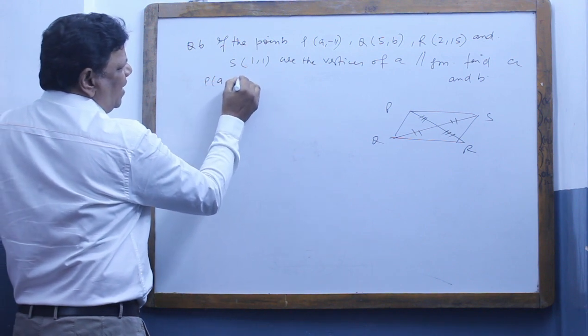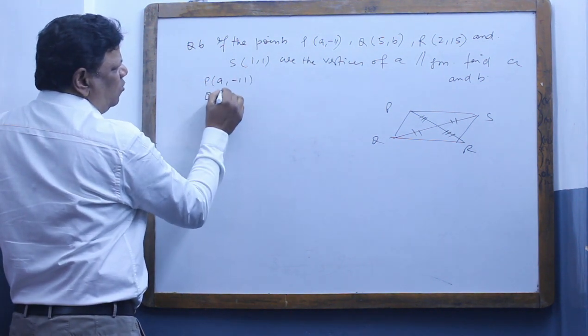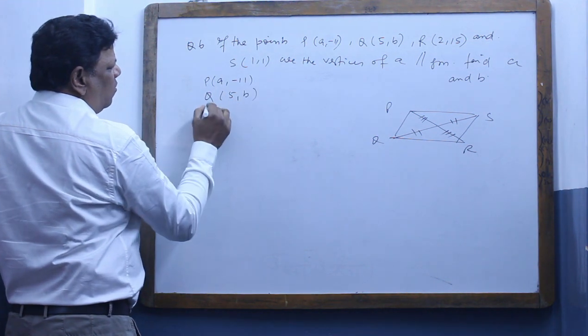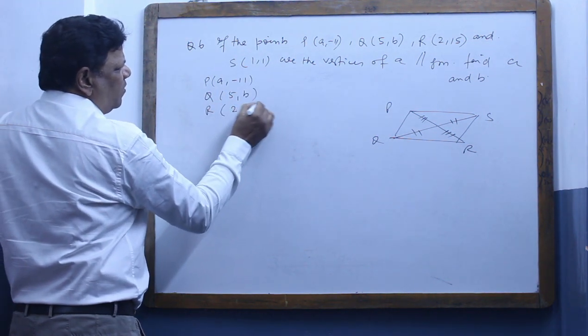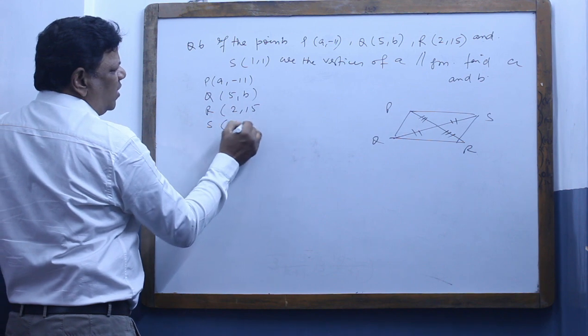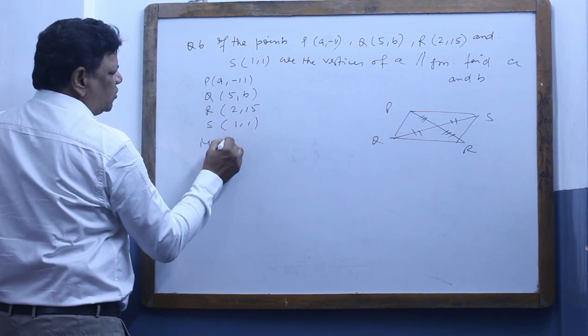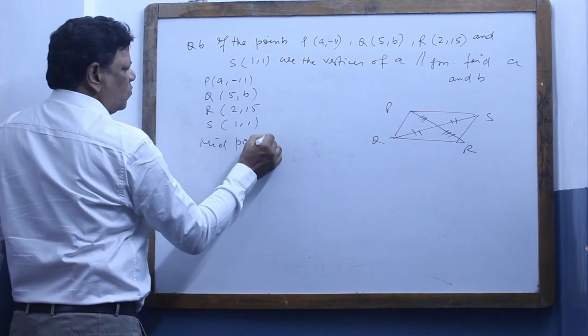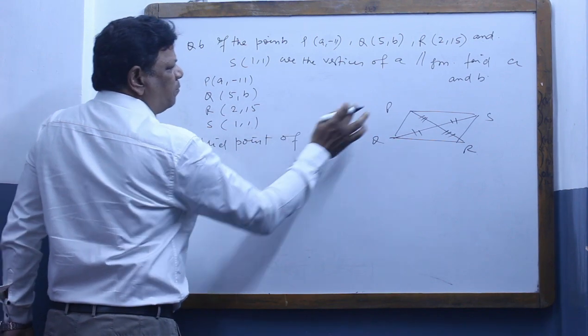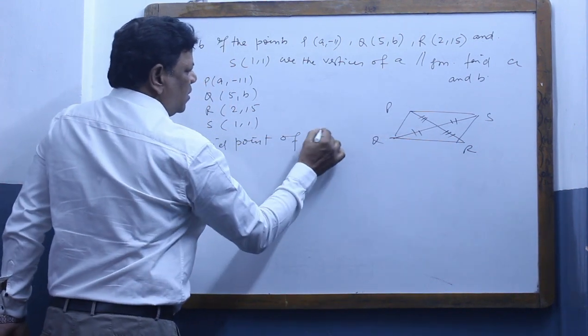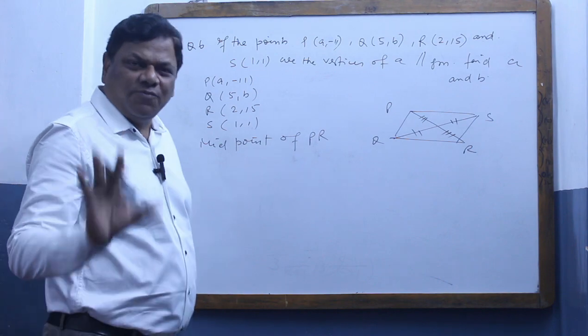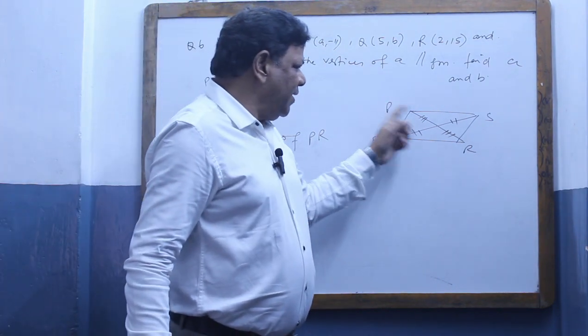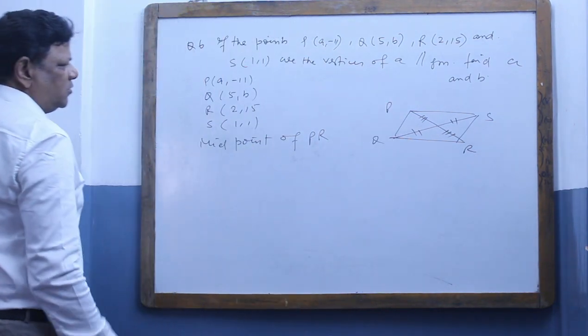P is A comma minus 11. What is Q? 5 comma B. What is R? 2 comma 15. What is S? 1 comma 1. Midpoint of P and R. You draw the figure, convenient for you to understand. So PR, midpoint find out.